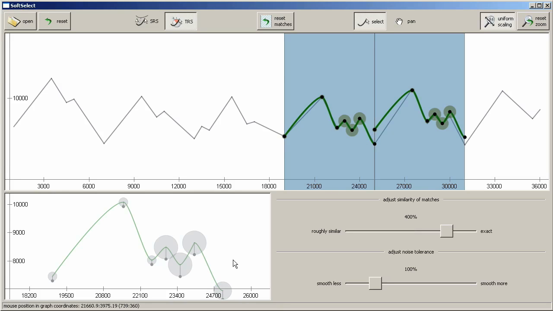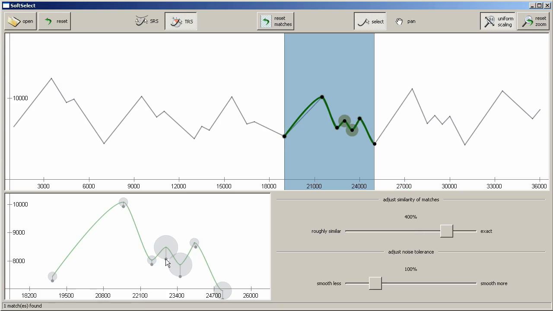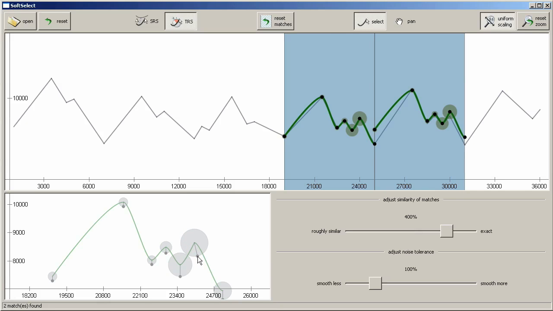Here, reducing the size of a circle and thus lowering the tolerance value means that a corresponding part of the graph must be more similar to the query pattern to be considered a match. In contrast, increasing the size of the circle will further relax similarity constraints so that the corresponding part of the graph can be less similar, making it easier for the query pattern to match that part of the graph.